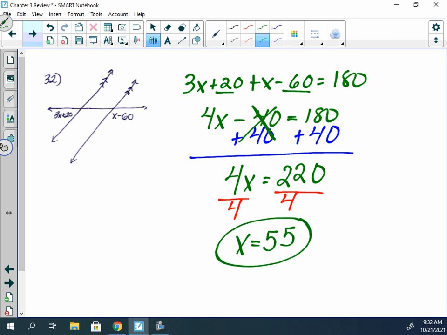And if I remember correctly, it's just asking for the value of x. It does not want to know the angles. So that's all we need to find. It's just asking for the value of x, so we're done. If it asks for the angles, we could plug it back in.